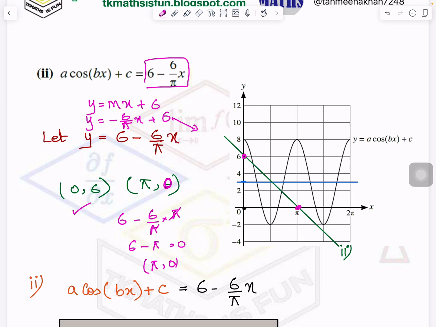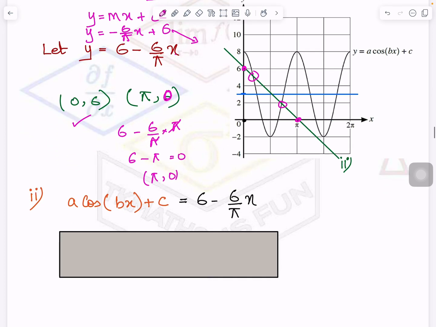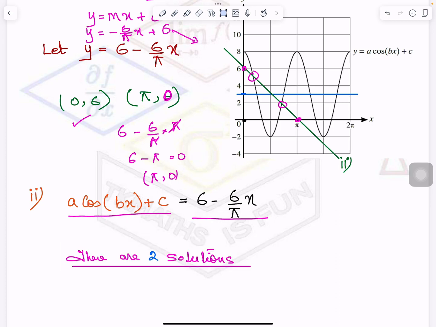So at how many places it is intersecting the actual graph? 1 and 2. So number of solutions, because this means this graph and this line is intersecting at how many places? That will give me number of solutions. So solution is 2. Absolutely right.